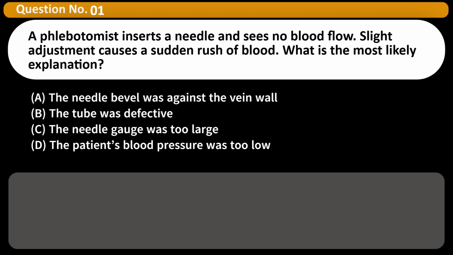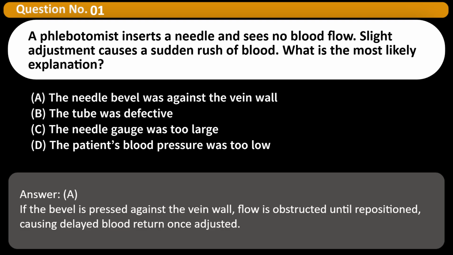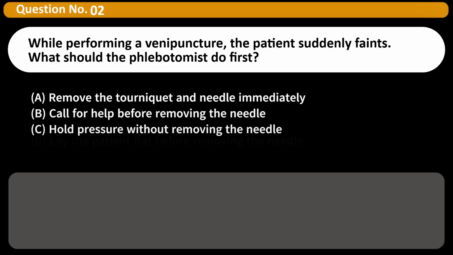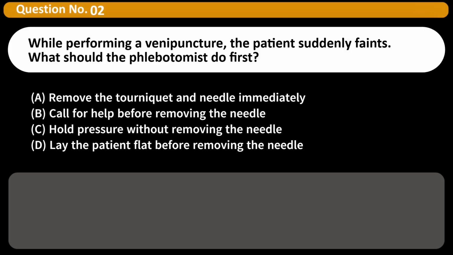B. The tube was defective. C. The needle gauge was too large. D. The patient's blood pressure was too low. Answer A. If the bevel is pressed against the vein wall, flow is obstructed until repositioned, causing delayed blood return once adjusted.